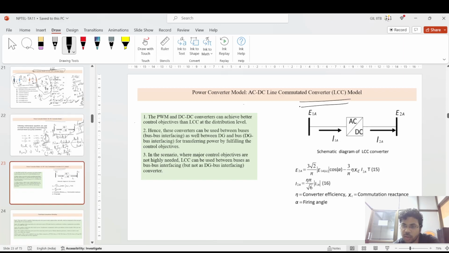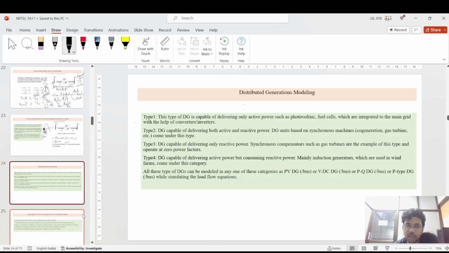And coming to this LCC model, that is a line commutated converter model, because suppose you don't have the zero crossing in between, or you are not commutating, that is line commutated, this self commutation is not there, so you use this line commutated system while crossing the zero. So at that particular time you need this LCC distribution system between the bus interface. So in this scenario, the major control objectives are not highly recommended or needed, but you just have to use certain equations for coming to some conclusions.